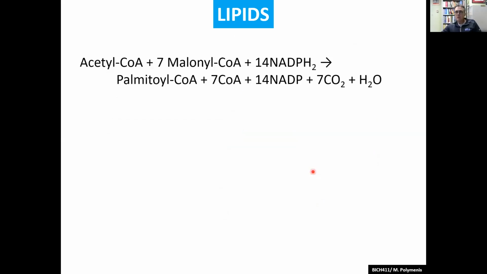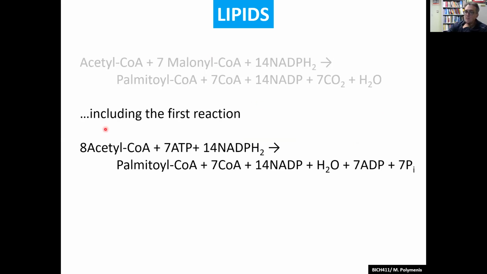All right, so the overall reaction now looks like this. You have acetyl-CoA plus 7 malonyl-CoAs. So malonyl-CoAs keep coming in, and in the end, if you keep doing this enough times, you get palmitoyl-CoA and you consume a ton of NADPHs. And for every malonyl-CoA that comes in, a CO2 comes out.